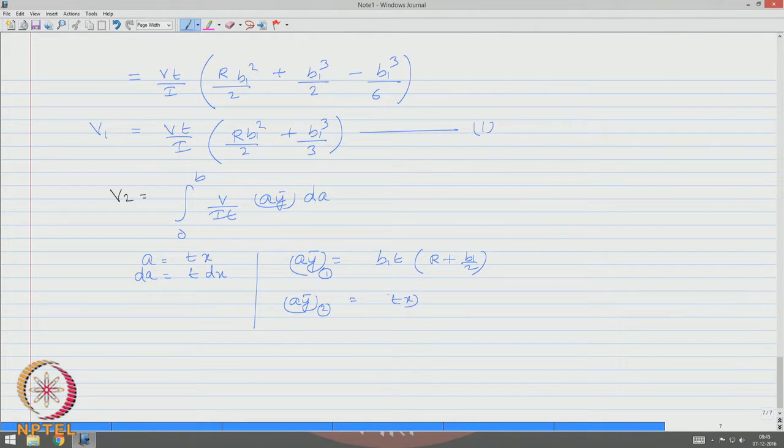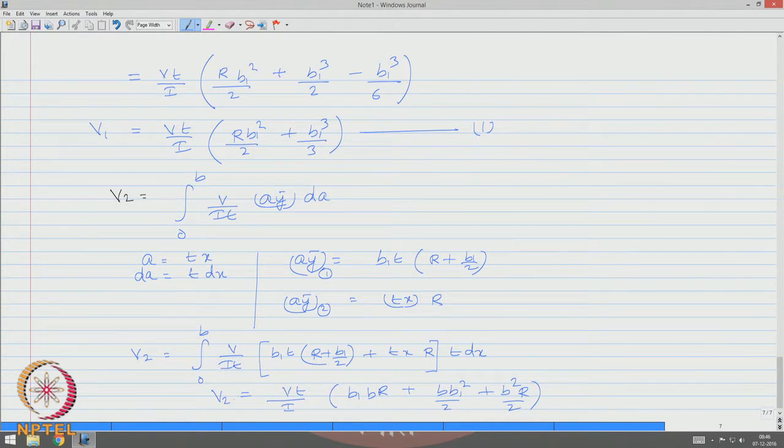Okay. So, now A y bar of piece 2, I call this as piece 2, will be T x into R. So, now let us find V 2, 0 to b, V by I t, B 1 t times r plus B 1 by 2 plus T x into R, times T d x, which tells me V t by I, B 1 B r plus B 1 square by 2 plus B square r by 2. That is for V 2, equation number 2.